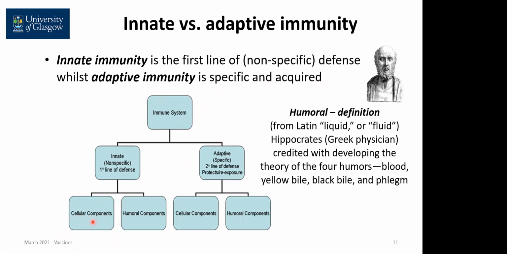So you have cellular components. This is essentially all of your different innate and adaptive immune cells. You also have humoral components, and specifically these would be the proteins that are produced by your innate and adaptive immune cells, so things like cytokines and chemokines, but also your antibodies as well. And the antibodies are specifically produced by adaptive immune cells known as B cells.